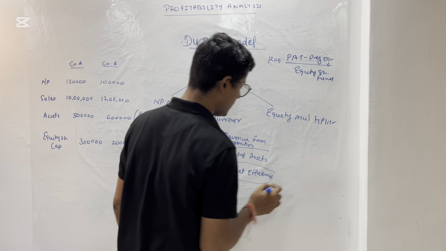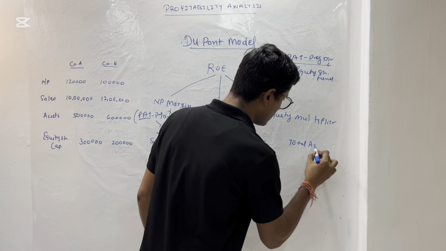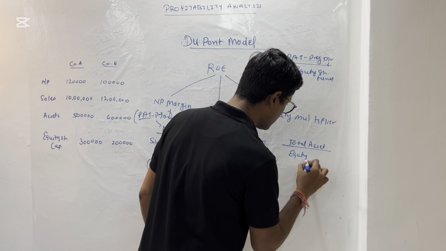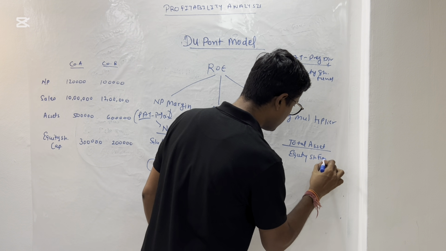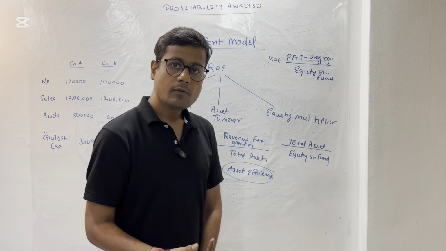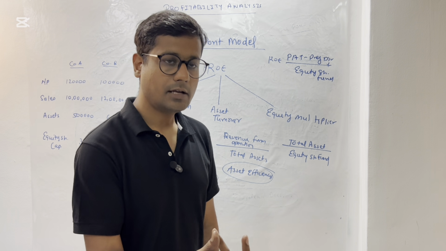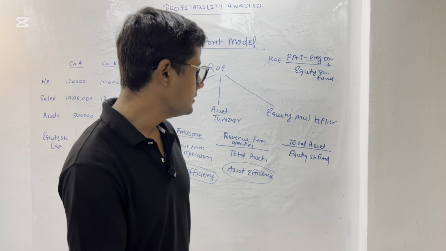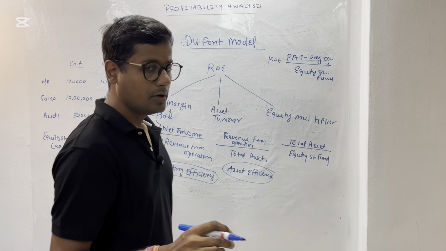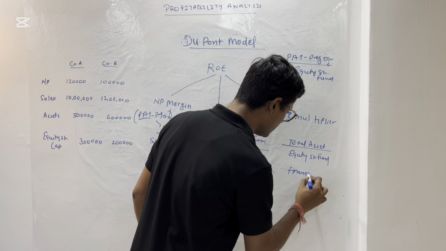Now the equity multiplier. The equity multiplier formula is total asset divided by equity shareholders' fund. What is this equity multiplier showing? How the company is financing its asset. So it helps you identify the financial leverage. It shows the financial leverage.